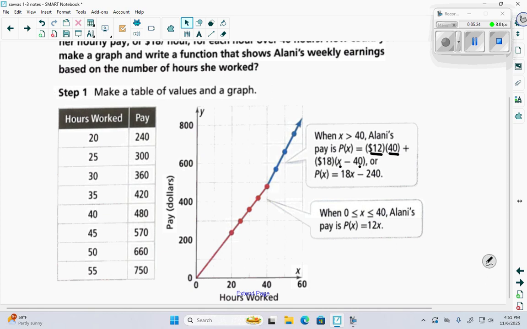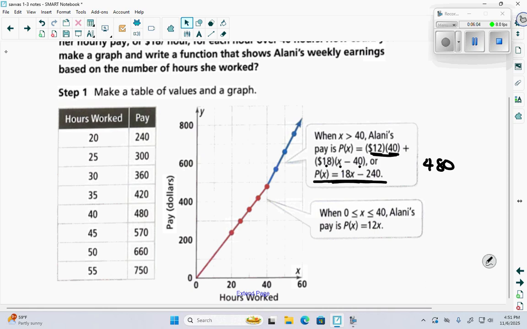So say there was 42, then you go 42 minus 40, so only 2 of those hours are going to get paid at 18. All of that is put together. So this is the one that you're writing that is simplified, and that came from multiplying those two numbers together. When I multiply 12 times 40, again, you're not writing this part, I'm just telling you where it came from, you get 480, because that's the max that she can make at $12 per hour.